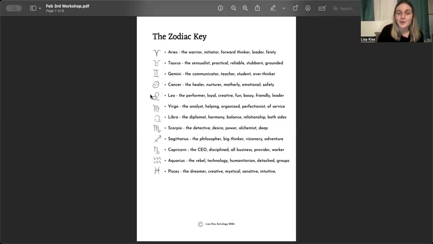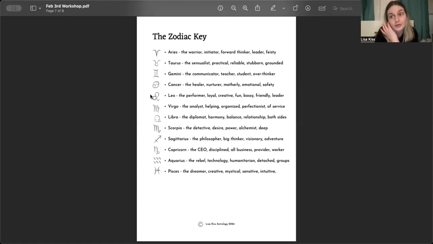Aquarius, you can use words like rebel, technology, humanitarian, detached, groups, community, again with that inclusive, new ideas, all that. And then with Pisces, we have dreaming, creativity, mystical, sensitive, intuitive. Other side, other realms, spirit, soulful, all that.